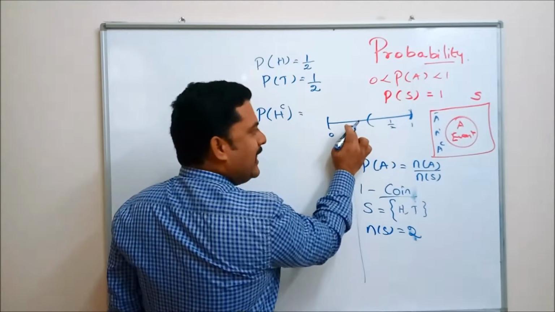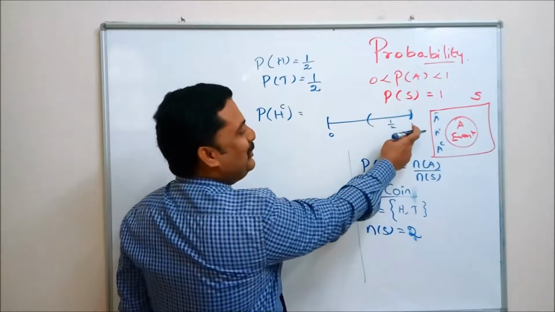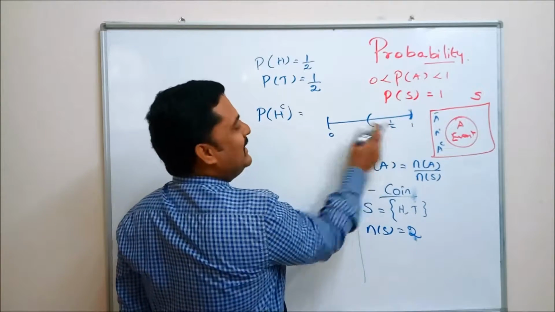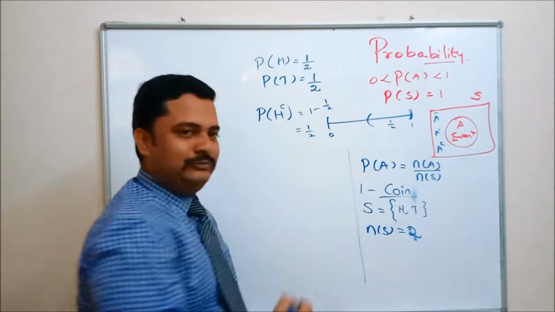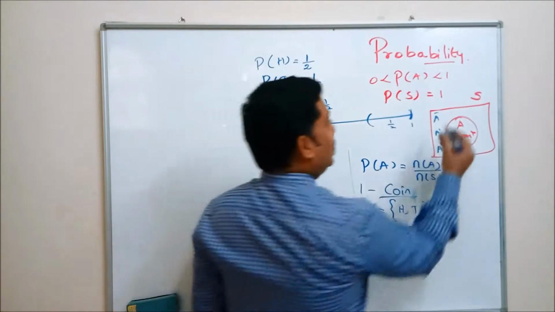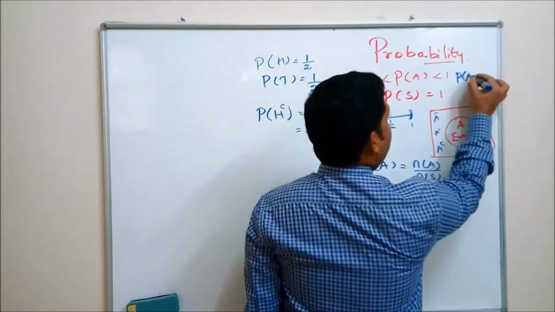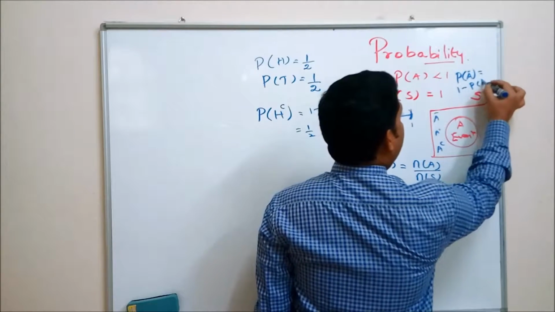I don't want the remaining. How can we find it? Very good. The total minus this item. So 1 minus 1 by 2 is equal to 1 by 2. So now we are getting a new rule for probability: the probability of the non-occurrence of A is equal to 1 minus P of A.